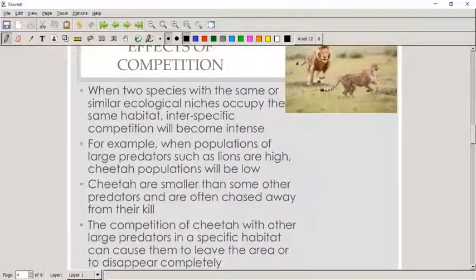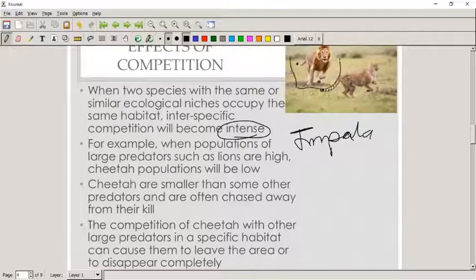When two species of the same ecological niche occupy the same habitat, we find the competition becomes intense. Over here, we've got a typical example of a lion and a cheetah, who will probably both eat impala or springbok if there are any in the area. But the lion is much stronger than the cheetah, so they would usually chase the cheetah away from its prey.